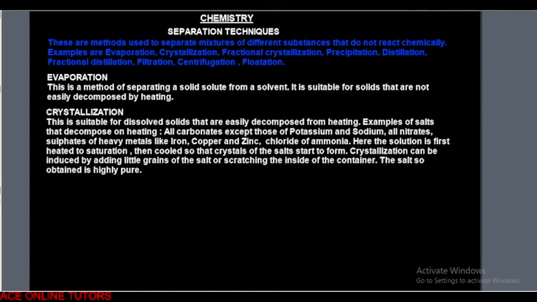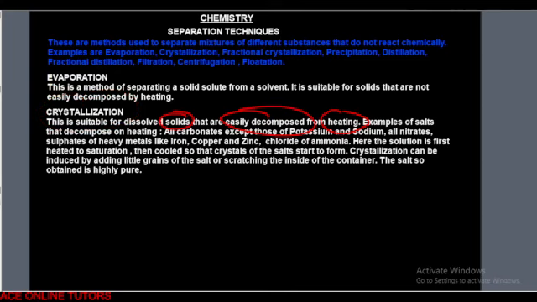Now let's look at the next one. The next one is crystallization. Crystallization is suitable for dissolved solids that are easily decomposed by heating. So that means that when you want to use evaporation, you look at the salt or the solute that is dissolved in the solution. Can it withstand heat? If it can withstand heat, you go for evaporation, since it's the solute that is your concern. Now if the solute is your concern and you discover that that solute cannot withstand heat, then you go for crystallization.